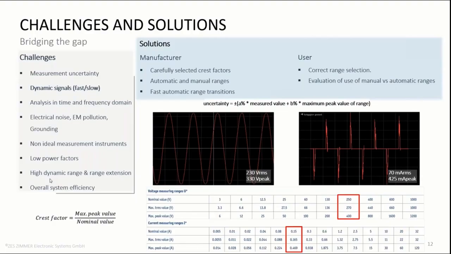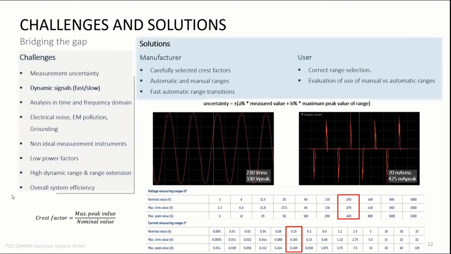When we have short dynamic changes, like those happening within the measurement cycle, for example, a spike on the signal during a period, the role of the range's crest factor is important. As crest factor of a range, we define its maximum peak value divided by its nominal value, this formula that we see here, and it's a common term in test and measuring instruments.